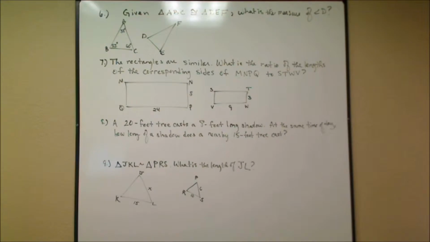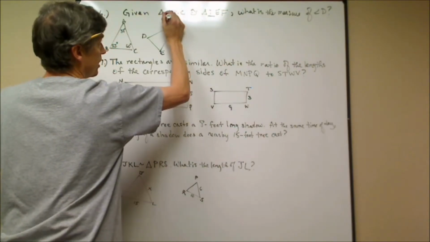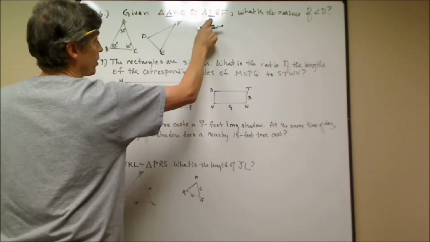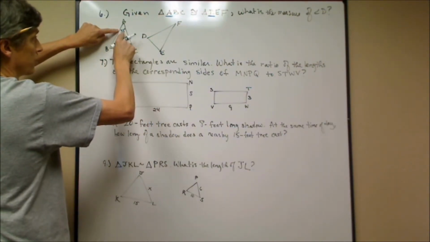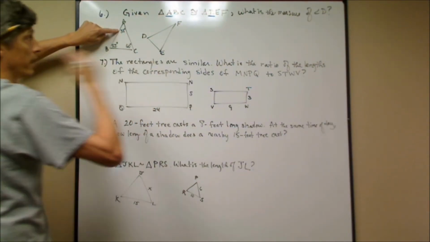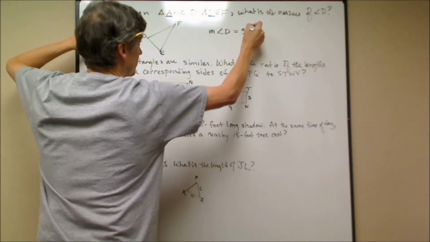So I have to see what angle corresponds to angle D. Well, look at the order. D is the first letter here. A is the first letter here. That means A and D are the two that correspond. So A is 38. There it is. A is 38. So even though it doesn't look like it, the measure of angle D is 38 degrees.